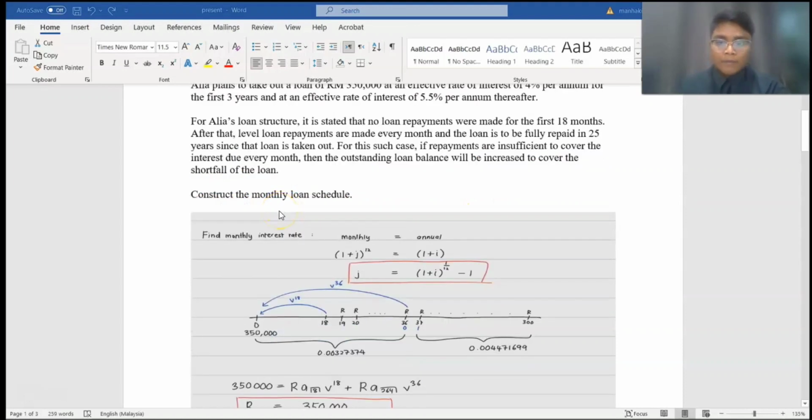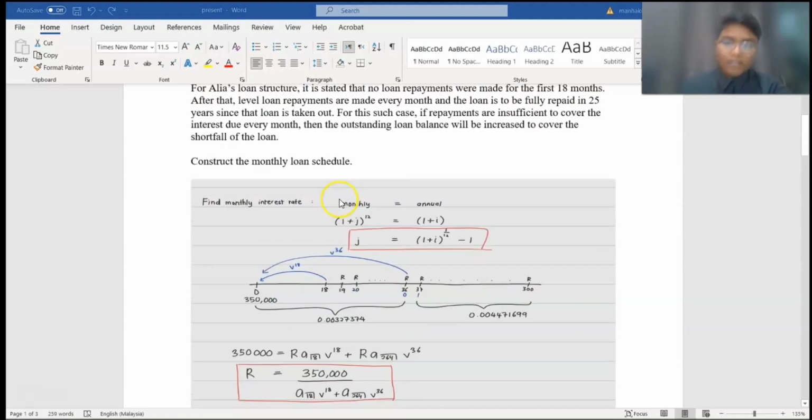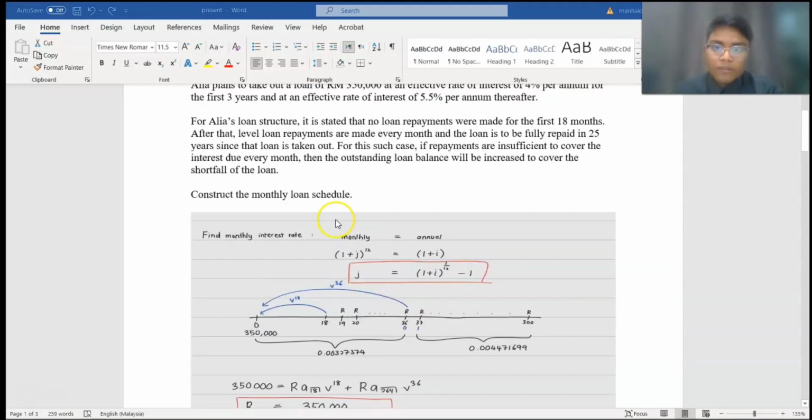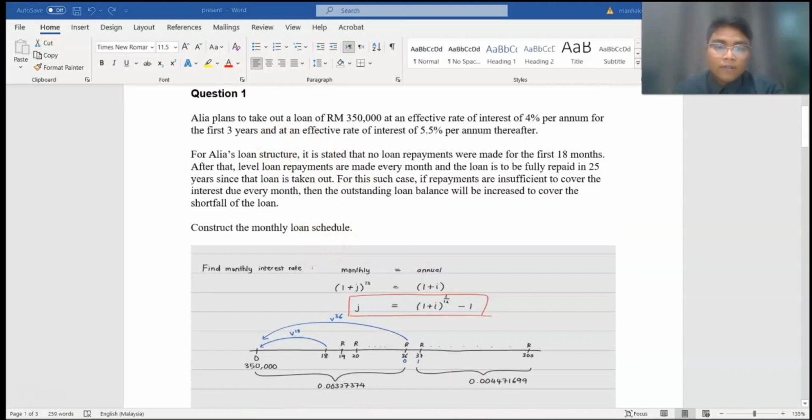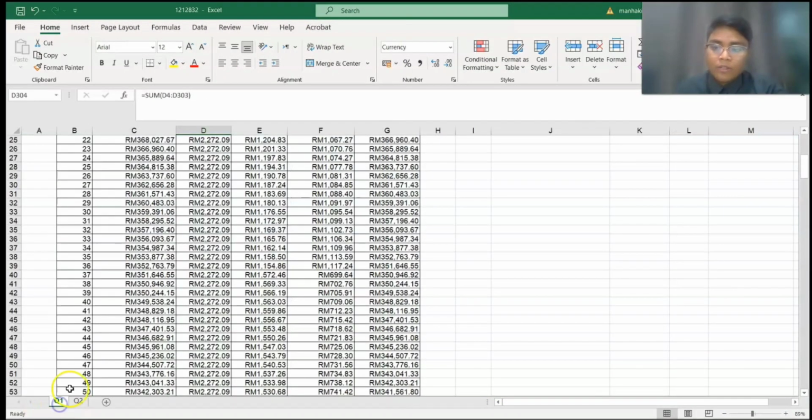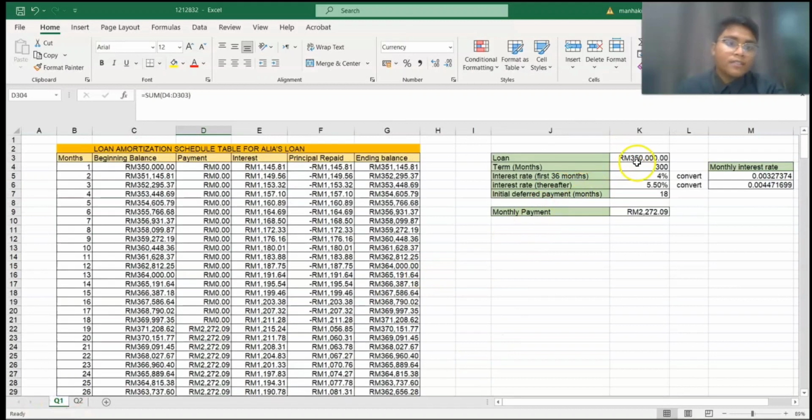So the question asks me to construct the monthly loan schedule. First, we need to gather the information given. So the loan is 350,000 ringgit. The term is that the loan is to be fully repaid within 25 years. So 25 multiplied by 12 months, we get 300 months. The interest rate for the first 36 months is 4%, and the interest rate thereafter is 5.5%. So first, this is an annual effective interest rate, so we need to convert it to the monthly interest rate.